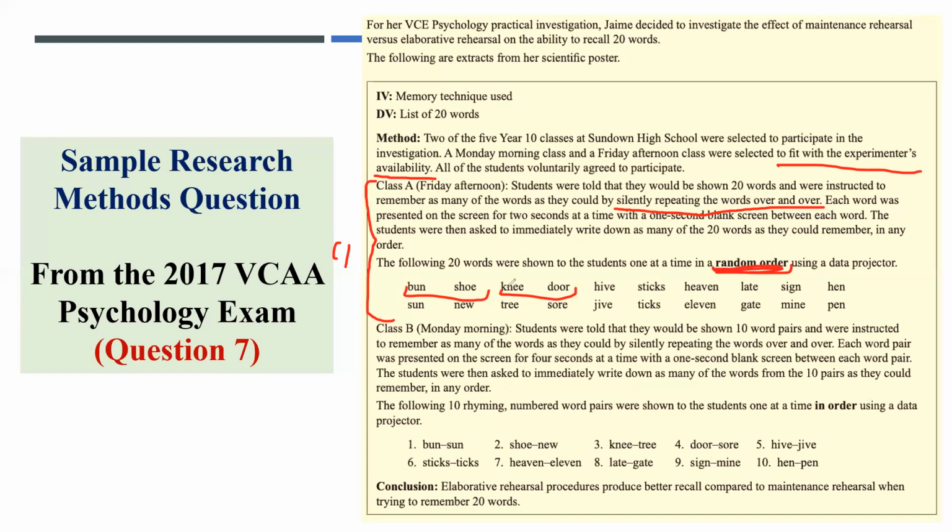Okay, so bun, shoe, knee, door, hive, sticks, heaven, late. So those words are shown on the data projector and the students are asked to immediately recall. Okay, there's no delay task there. Now, Class B is the second group.